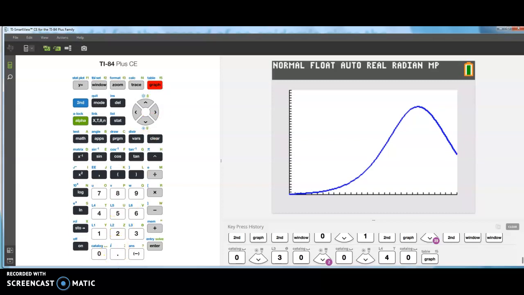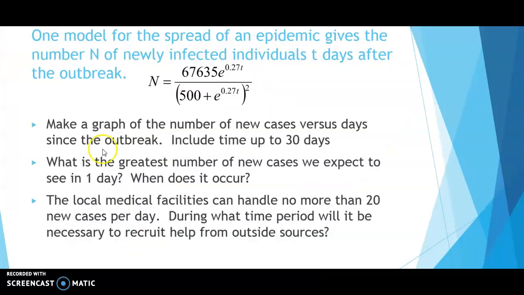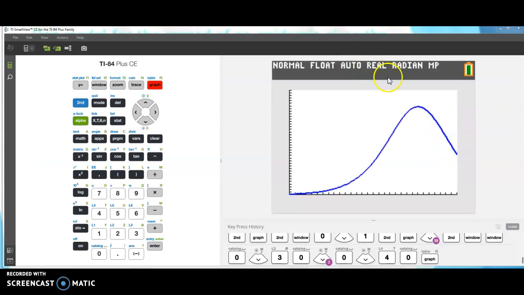So let's go look at our question. We made the graph. We have time up to 30 days. Our question is, what is the greatest number of new cases we expect to see in one day? When does it occur? So really the key word here is this greatest number. So let's go look at what we have on our calculator. So greatest number would be at the top of this hump, because that's obviously the highest place.